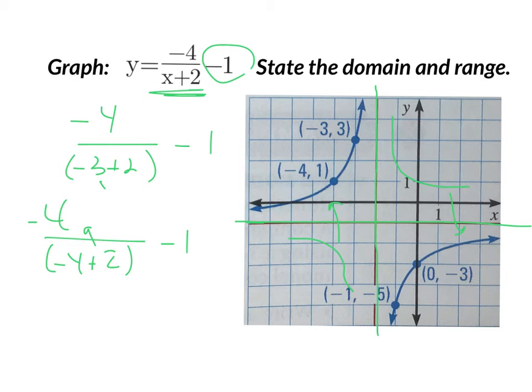Now, it also says state the domain and range. Your domain is all x's except for, if you look, it's going left and right forever, except it skips that vertical asymptote, which is at negative 2. So my domain is all x as long as they do not equal negative 2. My range is going to be all y's, but look, it goes up and down forever, except it skips this horizontal asymptote, so all y's except for negative 1 would be my range.